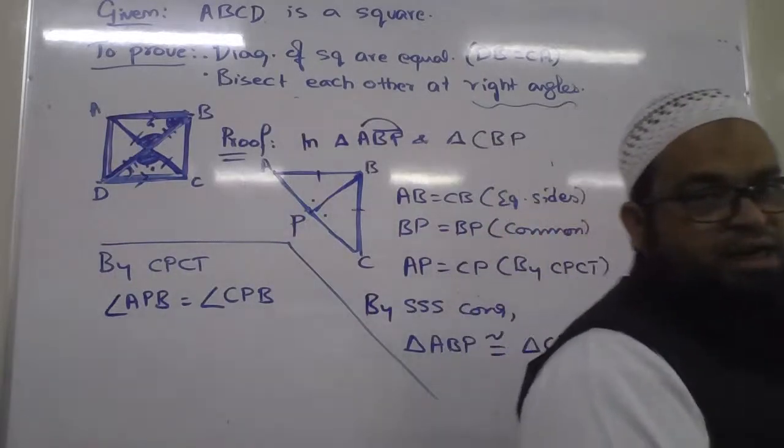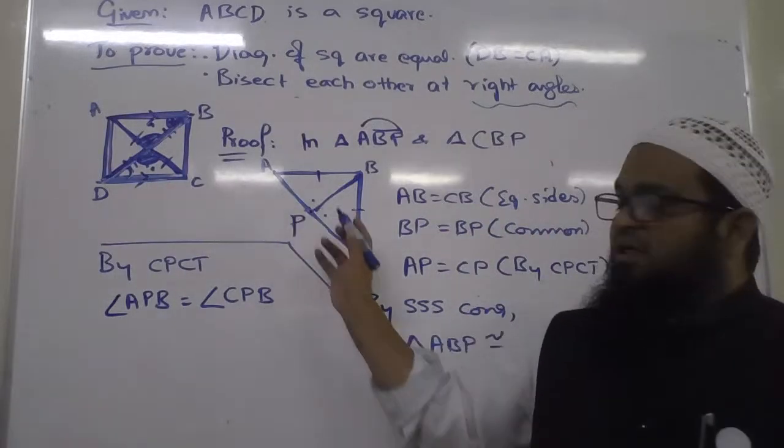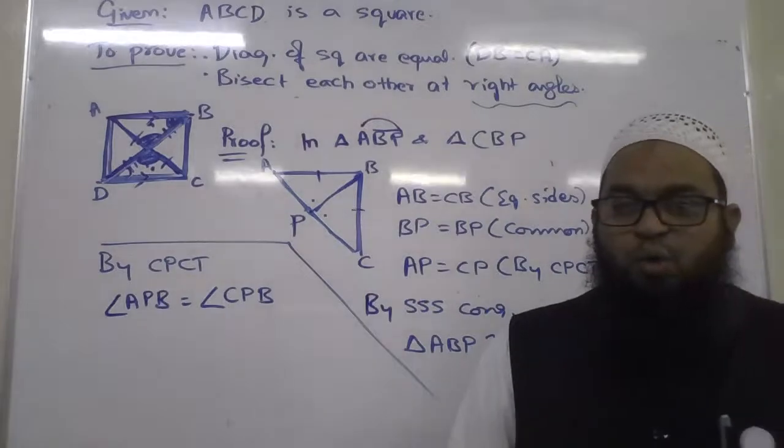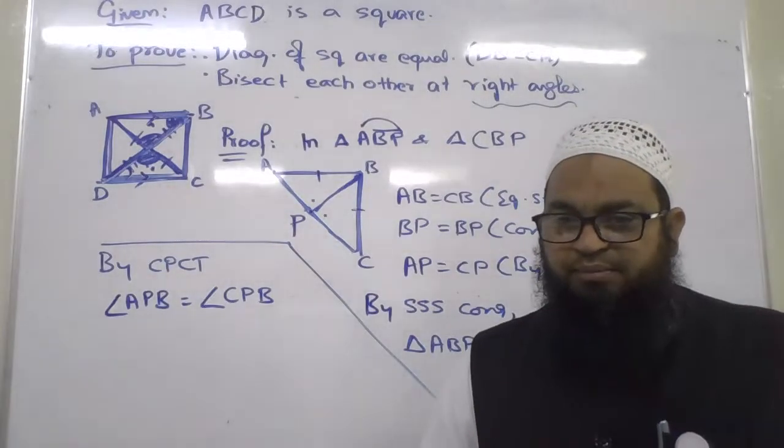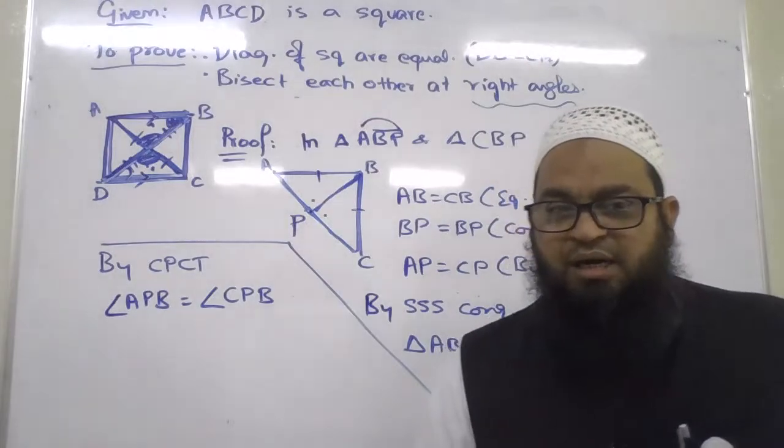Now can anybody tell me anything about these two angles? We have studied about the angles which are side by side. Where have we studied? Did we study in an axiom or anything? No, they are 90 degrees, I know.